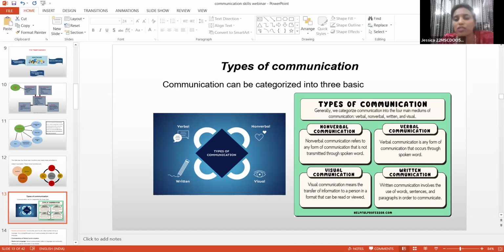Verbal communication refers to any form of communication that is transmitted through spoken words. Non-verbal communication is a form of communication that occurs without the spoken word. Visual communication means transfer of information to a person in a format that can be read or viewed. And written communication involves the use of words, sentences, and paragraphs in order to communicate. All of us know we use all these types of communication together while we are interacting with our patients.